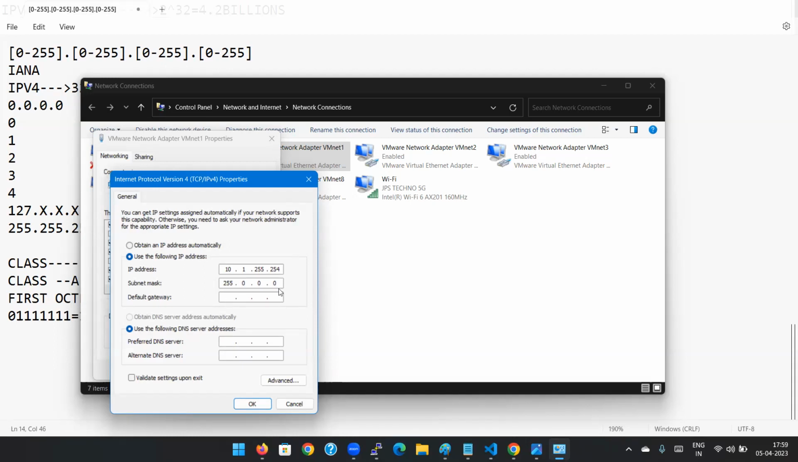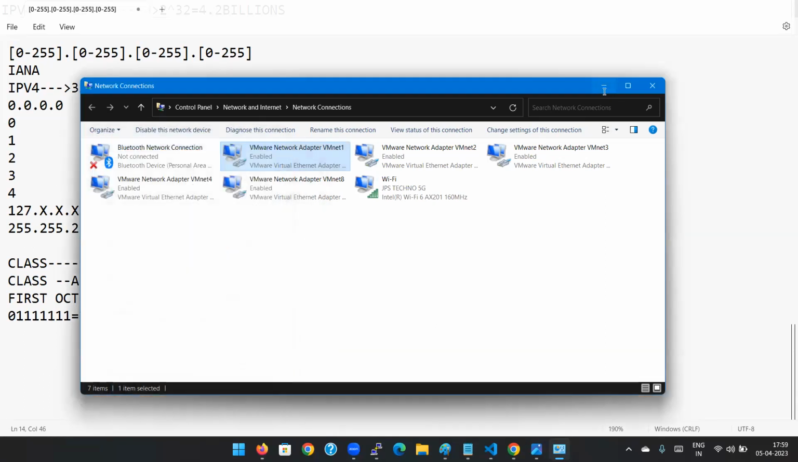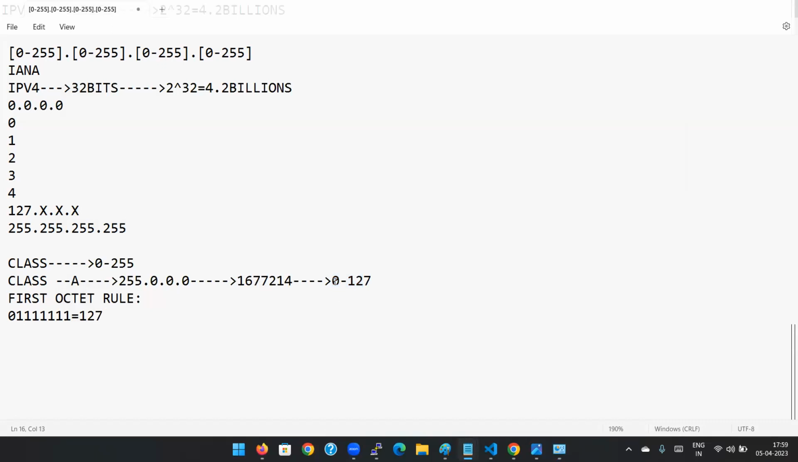255.0.0.0. On which basis is this default subnet mask coming? On the first octet rule. In the first octet, I have 10. If the IP address has 10, that 10 is in the range of 0 to 127. Since I have 10 between 0 and 127, my computer will understand that the subnet mask will be 255.0.0.0. And the next class is class B.